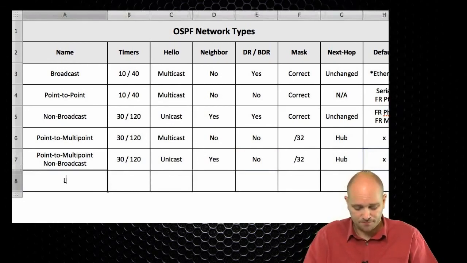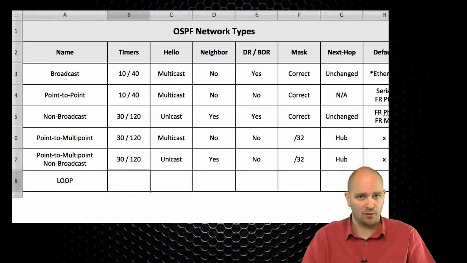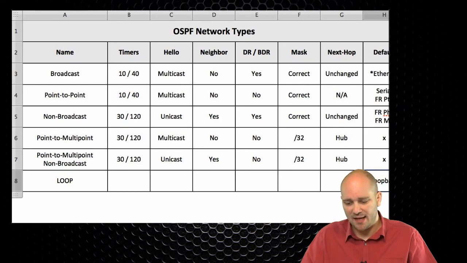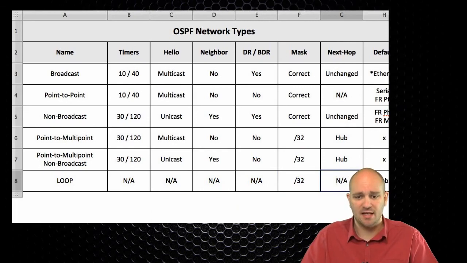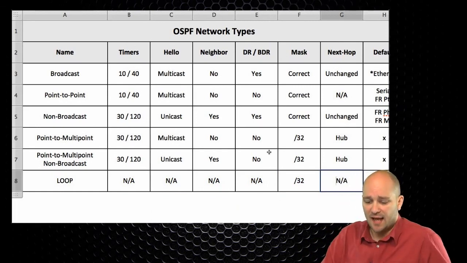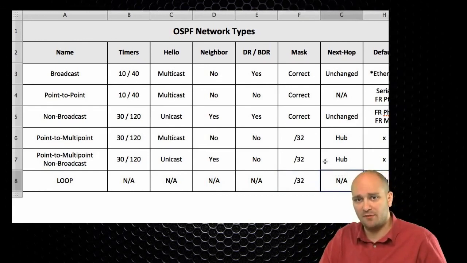Last but not the least is going to be the loopback network type. The loopback network type is the default on all of the loopback interfaces, and it's important to explain it and treat it slightly differently than other network types because of the special behavior it has. There are no timers because there are no hellos being sent. You don't need the neighbor statements. There is no DR, BDR election. But no matter what you have configured on an interface, /32 will be advertised. And of course, there is no next hop because you cannot have any devices connected to the loopback interface. So these are the OSPF network types.